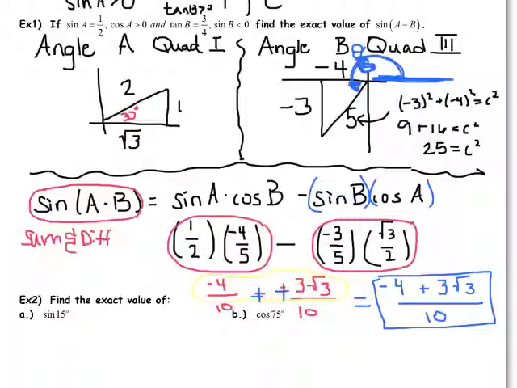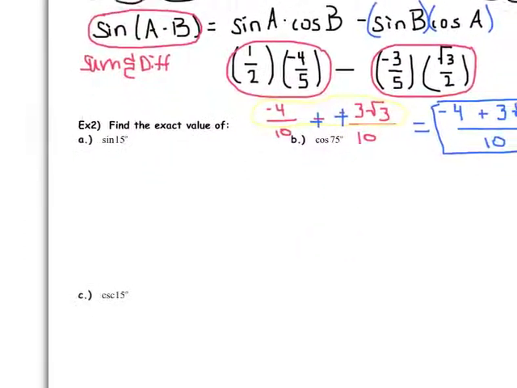Now, how I know that I can't simplify anymore: you can only divide by 10 if every piece divides by 10. So both of these numbers don't divide by 10. So that is as simplified as it gets.